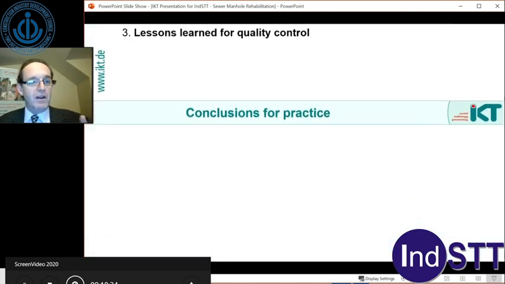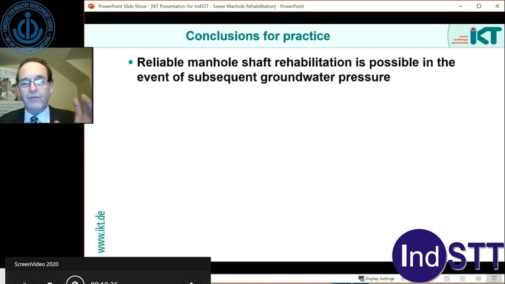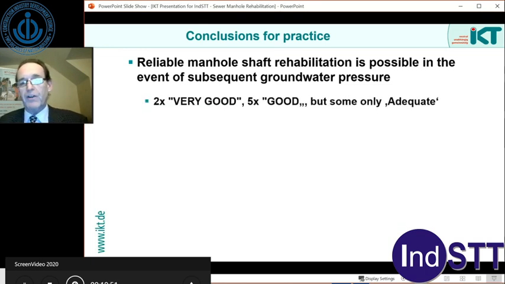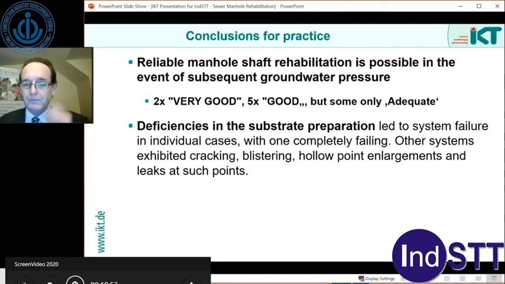So what lessons did we learn from this? First of all, we did learn that you can get reliable rehabilitation of a manhole shaft against groundwater pressure from these systems. Not all of them, but there are systems out there which will work in that way. We had a range from very good down to adequate.